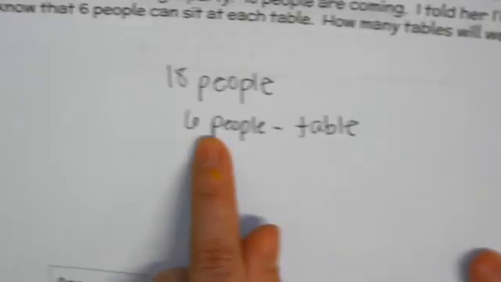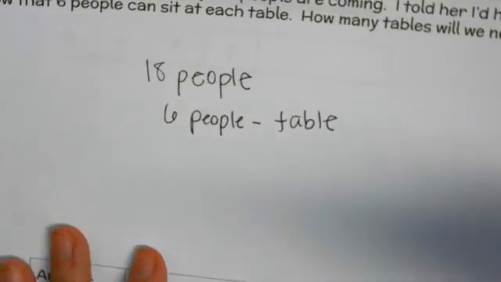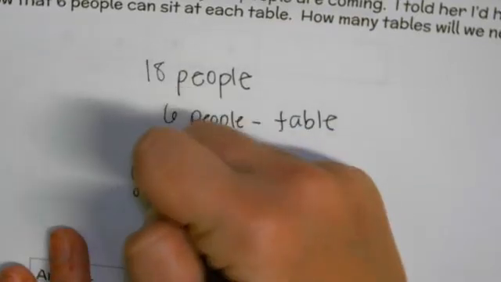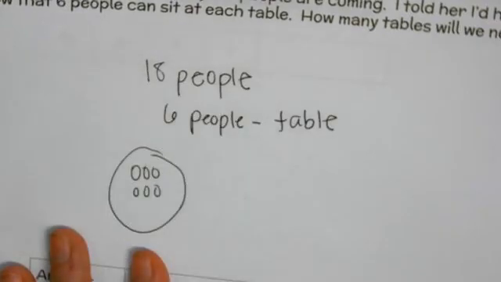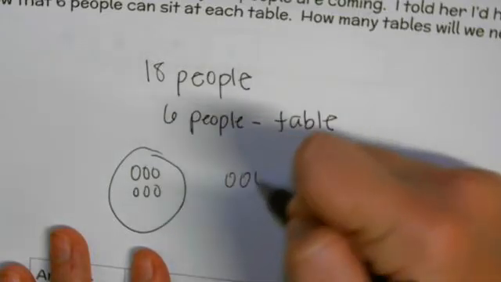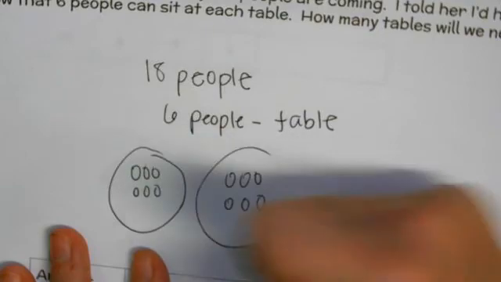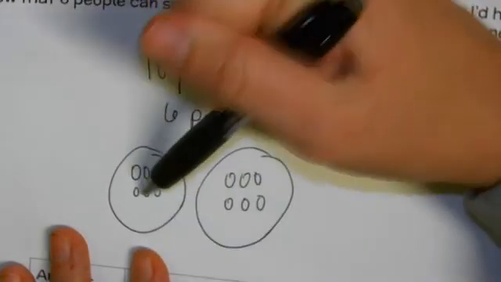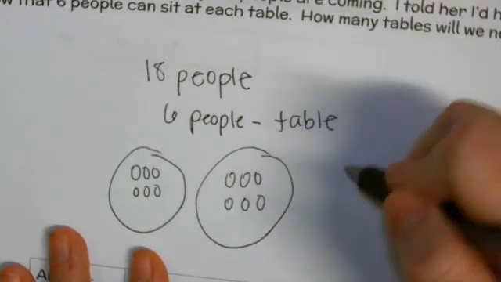So here's how I would do something like that. I know there's 18 people. I know that there can be 6 people at a table. So I'm going to make 6 people at each table until I hit 18. So 6 people can sit at this table. 6 more people could sit at this table. Now let's make sure I haven't done 18 people yet. 3, 6, 9, 12. Nope, I can make another table.